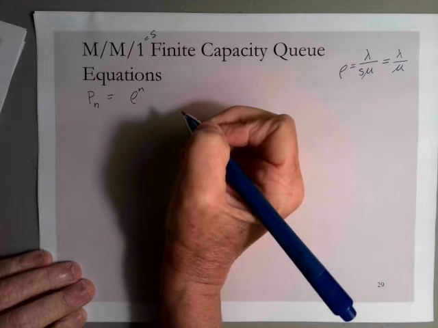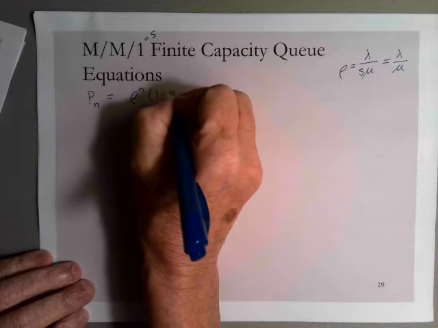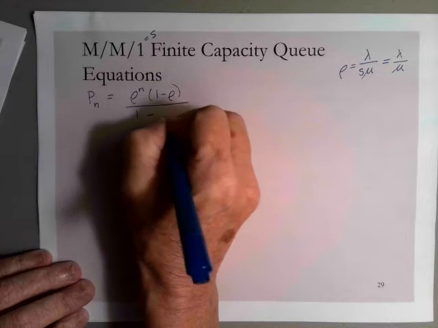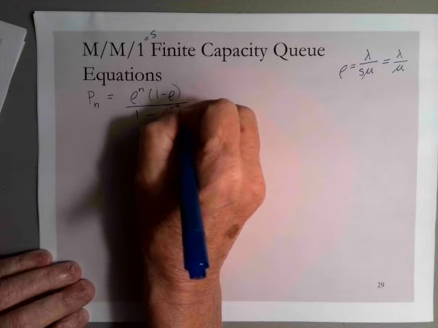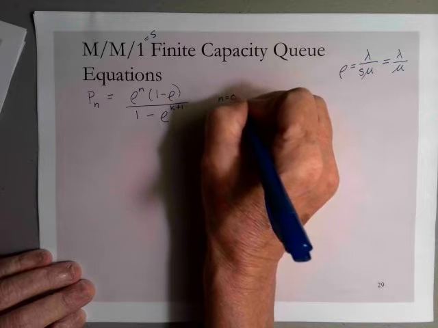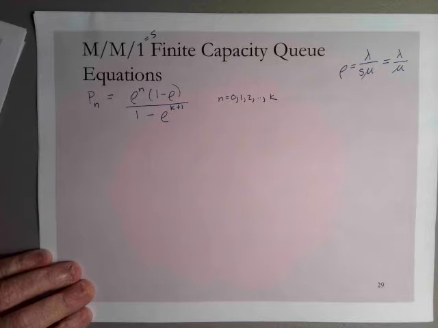And then by using that rho, we get a nice little expression. My steady state probabilities, P sub n, will be rho to the power n, times 1 minus rho, and then the denominator will be 1 minus rho to the K plus 1. And this is good for the number of people in the system of 0 or 1 or 2, all the way up to that letter K.